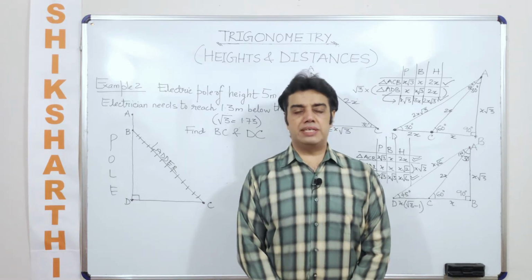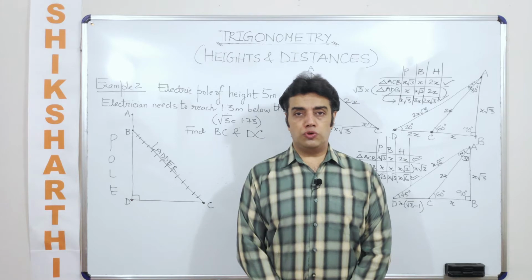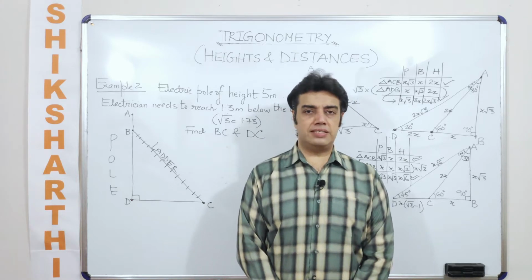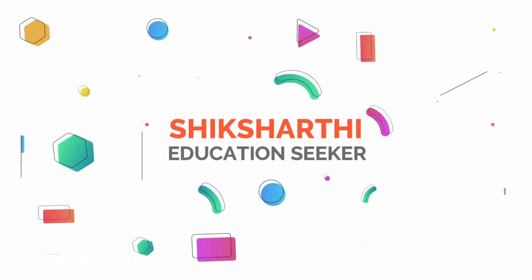In this video, we will be discussing example numbers 2, 4, 5 and 7 on heights and distances. So let's start.